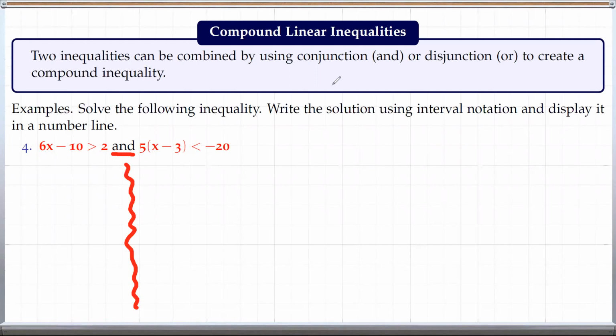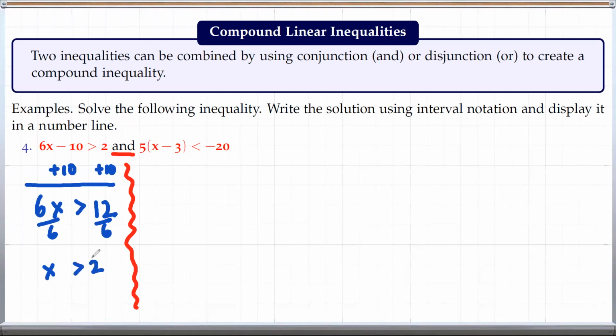So first, to solve the first one, we can add 10 to both sides. So that will give us 6x minus 10 plus 10 is 6x, greater than 2 plus 10 is 12. So 6x greater than 12. And then we can divide both sides of this by 6. So we get x greater than 2. So this is the solution to the first one.